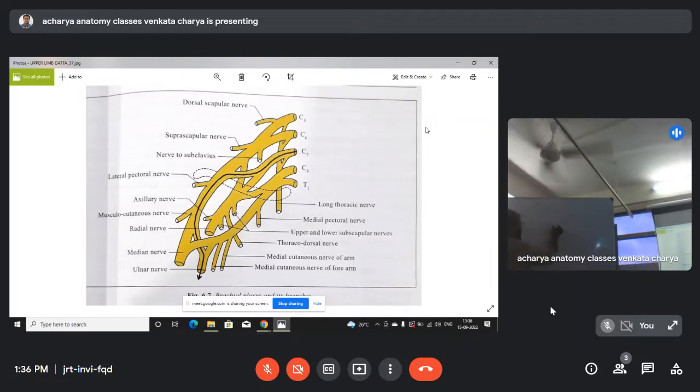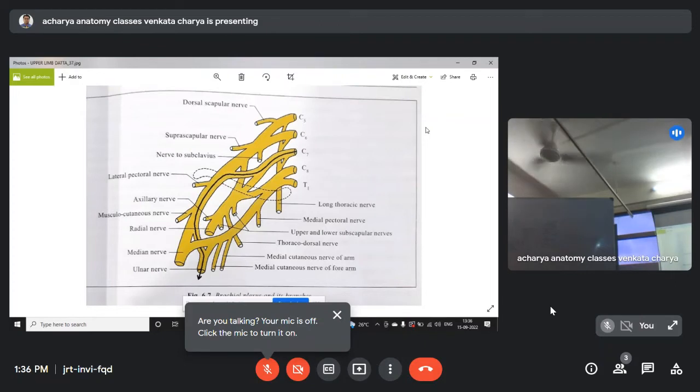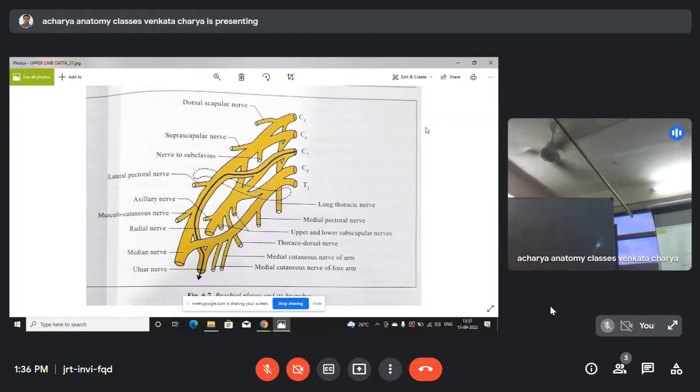Then come to the ventral rami of C5, ventral rami of C6, ventral rami of C7, ventral rami of C8, ventral rami of T1 unite to form a brachial plexus. Are you getting? So the dorsal rami supplies the posterior aspect of the skin of the neck. So all ventral rami unite to form a plexus called the brachial plexus.